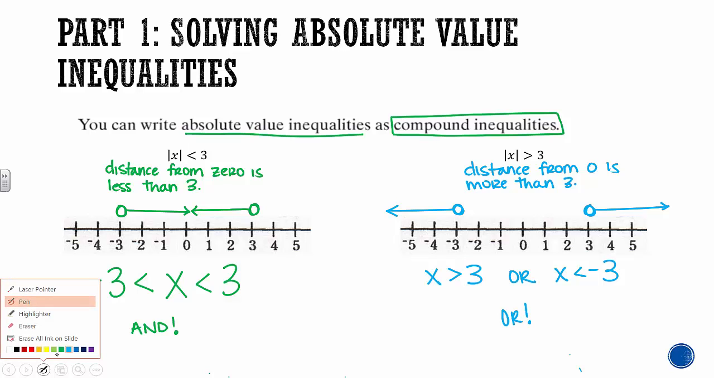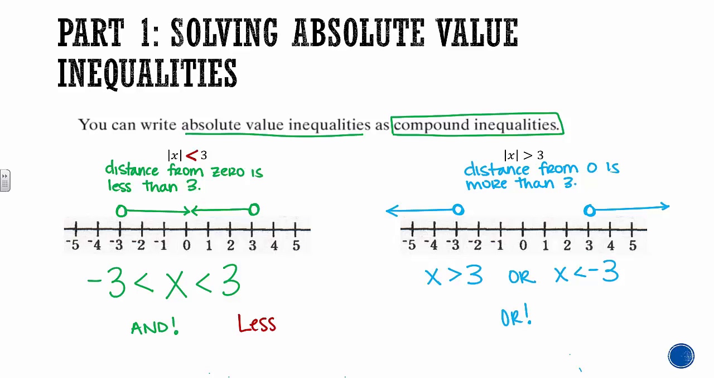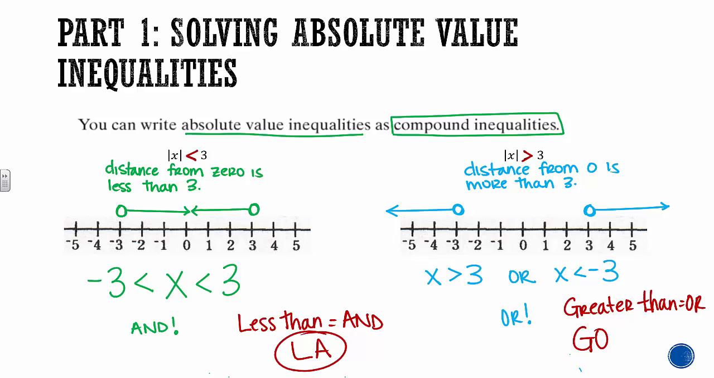So the thing to remember with both of these is to take a look at your beginning sign. If you have a less than, it's going to be and. If you have a greater than, it's going to be or. So less than is and, greater than is or. So LA and go are the two words you're going to make.